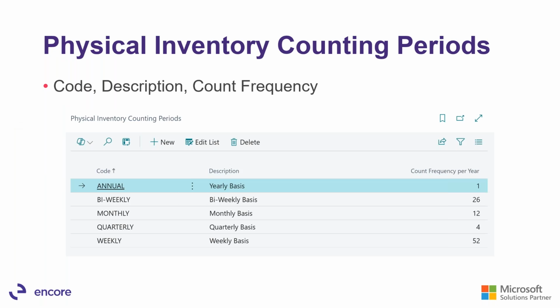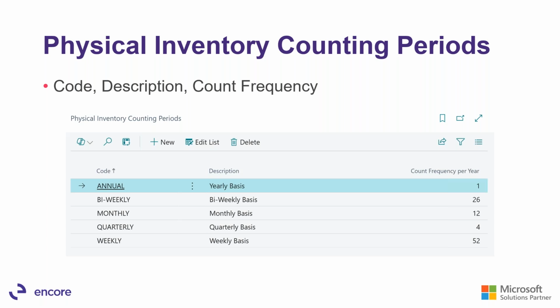All right, so for the physical inventory counting period, this is a quick overview of what they look like. This is captured from the Business Central table page view that is presented to users. You can see here that we've set up some default code selections. We have annual, biweekly, monthly, quarterly, and of course, weekly is an option too. You can name that code however you like.